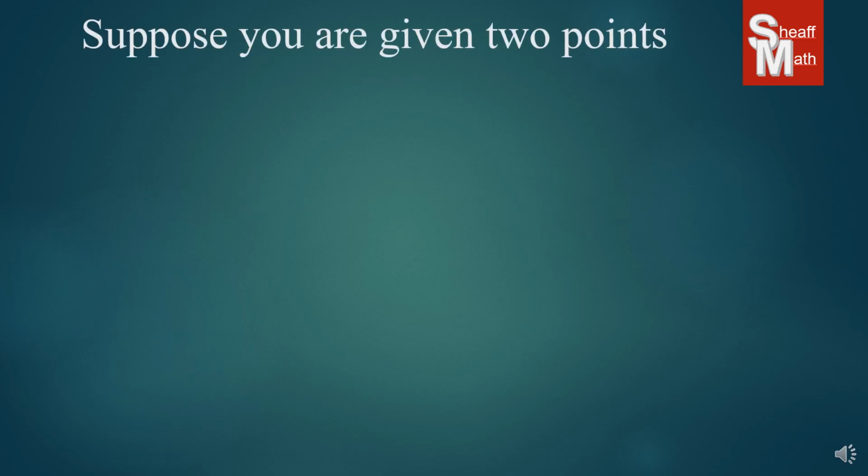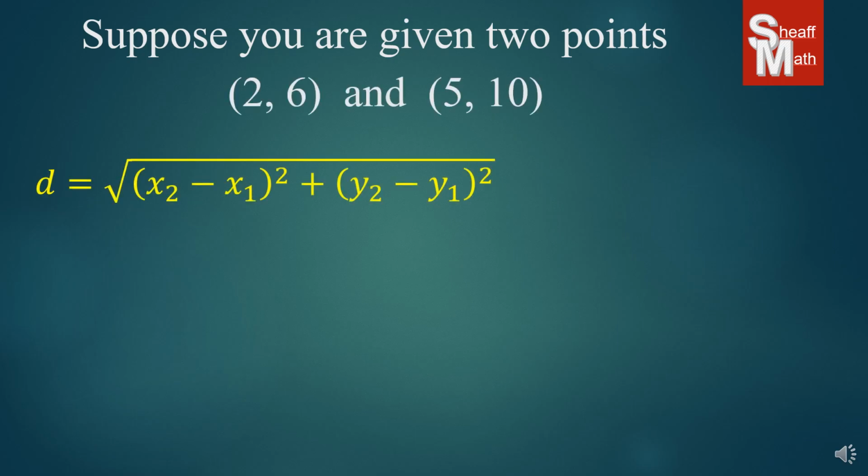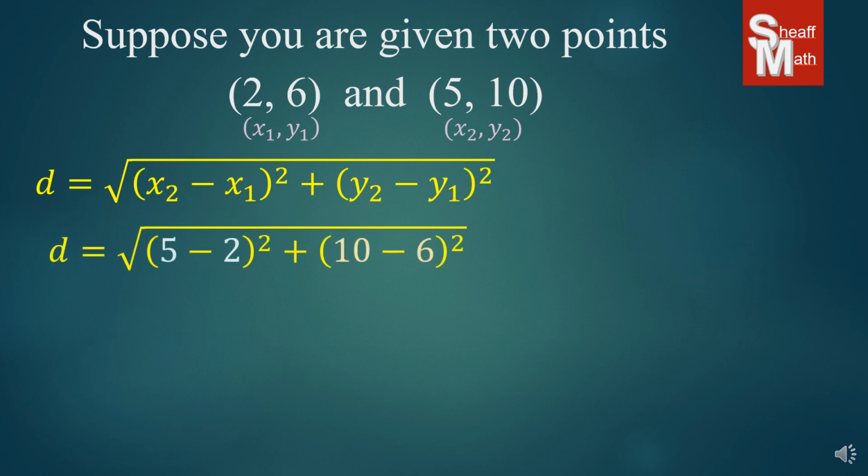And so we are going to try to solve this. Now, let's say you're given 2 points, 2, 6, and 5, 10. We use this distance formula, and what we're going to do is subtract the x's, and if you remember which one is x1 and y1 and x2 and y2, the first point represents the first x and the first y, and the second point represents the second x and the second y. And so we are going to subtract the x's, x2 minus x1, and subtract the y's. And you can see 5 minus 2 and 10 minus 6.